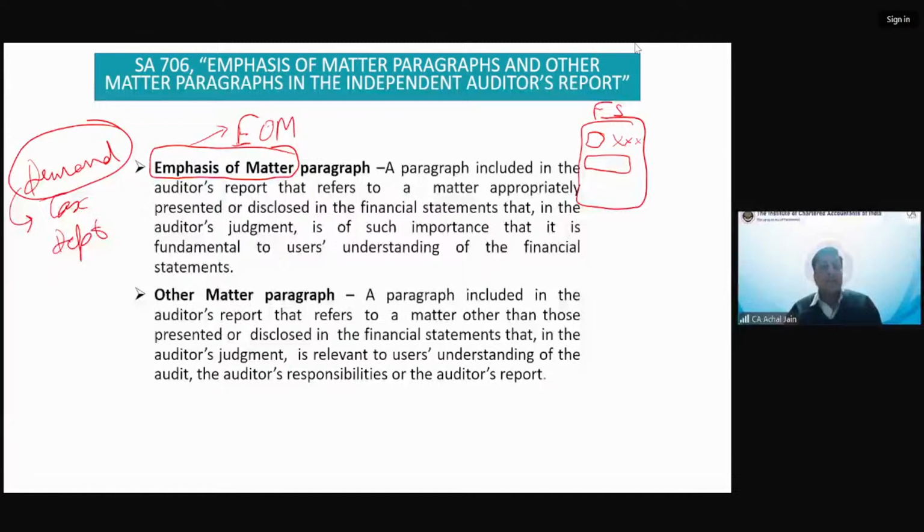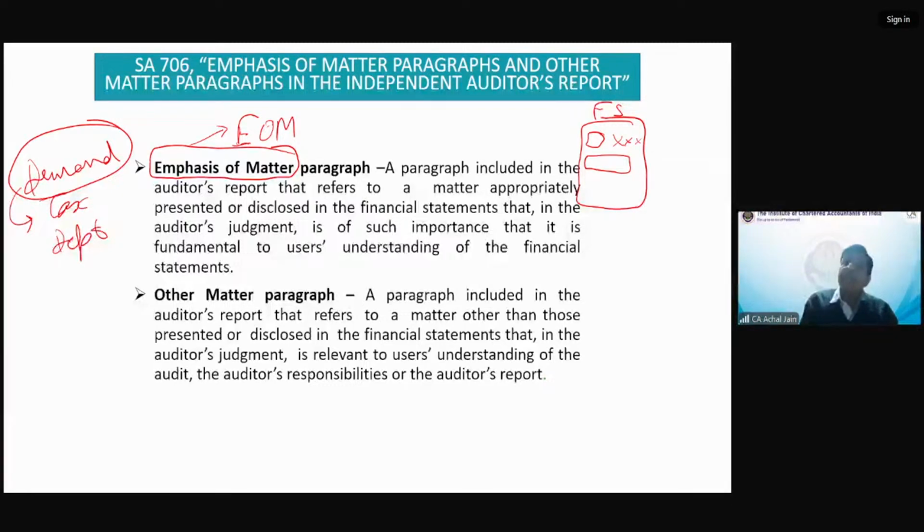The answer is no. Yes or no? Yeah. So same is the case in respect of EOM. EOM means the auditor wants to highlight something. And for that, it is important that something has to be there in the financial statements.